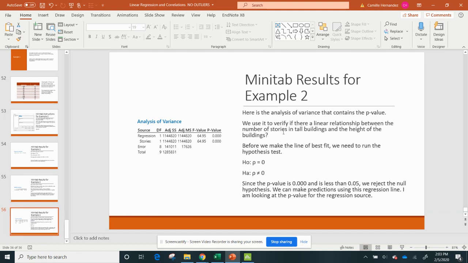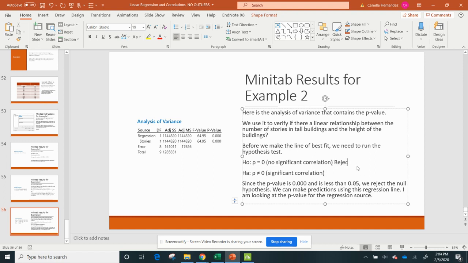Can I verify if there's a linear relationship between the two? Remember, my null is no significant correlation, and my alternative is there is a significant correlation. Looking right here, if I go across from regression, I have a p-value of 0. Since 0 is less than 0.05, I reject the null. So that means I'm using the alternative right here.